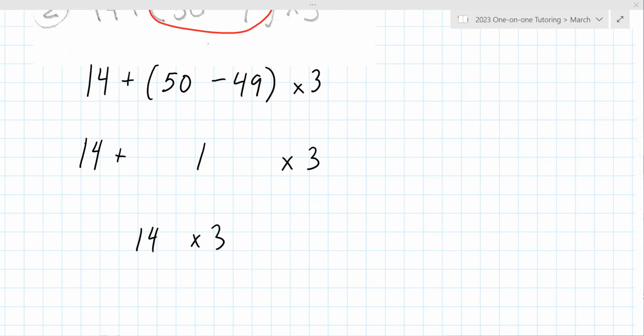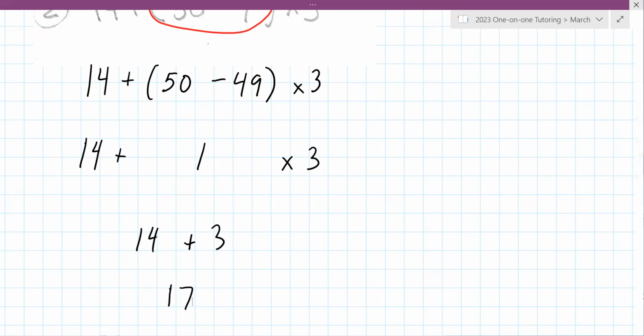Sorry, I've written this wrong. It's 14 plus 3. And then 17. Good. Any questions on that before we move on to number 3? No. Okay, we'll do some more of those if we have time at the end.